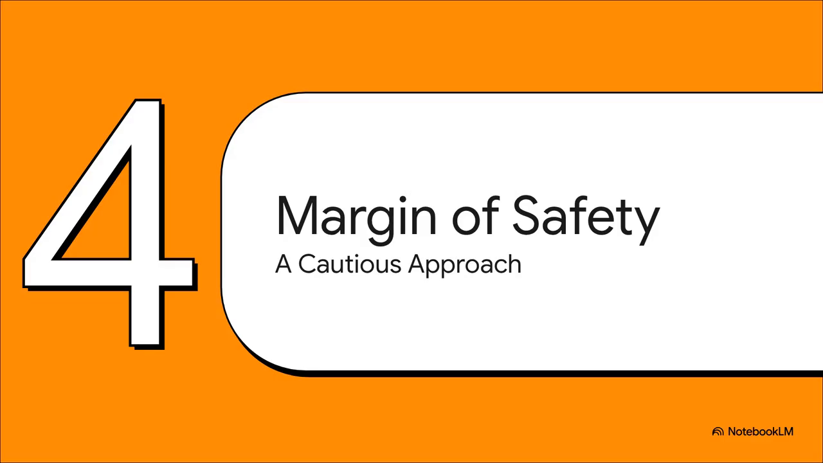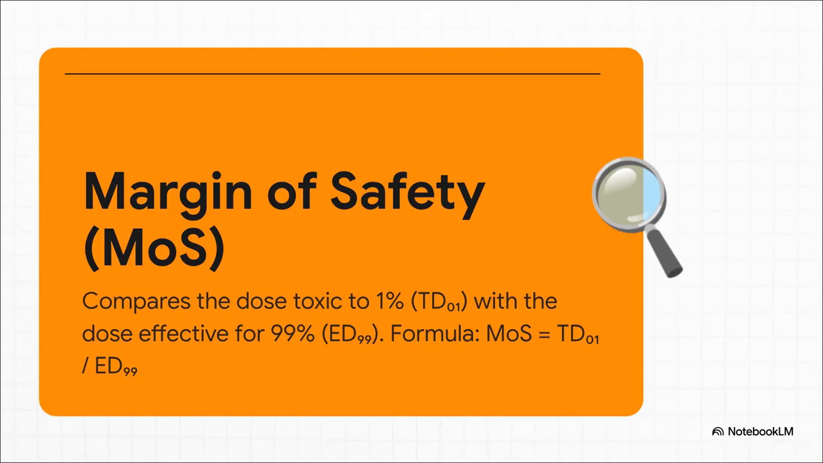So once scientists realized this huge blind spot, they knew they needed a better tool, something more cautious, something that was actually designed to protect the most sensitive people in the population. And that's where the margin of safety comes in. The whole idea here is to be way more careful. Instead of just looking at the 50-yard line, it looks at the opposite ends of the field. It compares the dose that's toxic to just the most sensitive 1% of people with the dose needed to be effective for 99% of people. As you can imagine, that is a much, much stricter test.